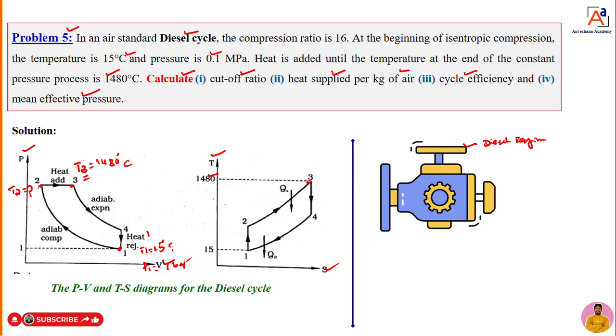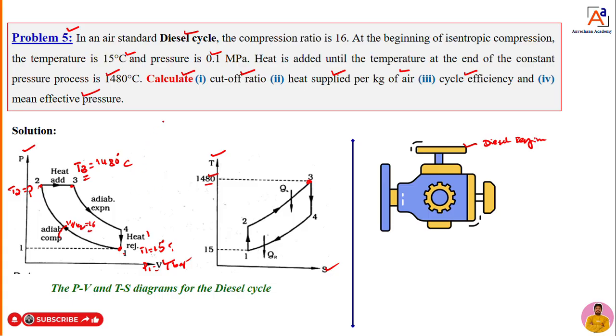So what is the maximum temperature? Maximum temperature is 1480 degrees Celsius after adding the heat, that is in the constant pressure process. Okay, these all things he has given. And the compression ratio also he has given, that is V1 by V2, he has given 60. Okay, that is also given.